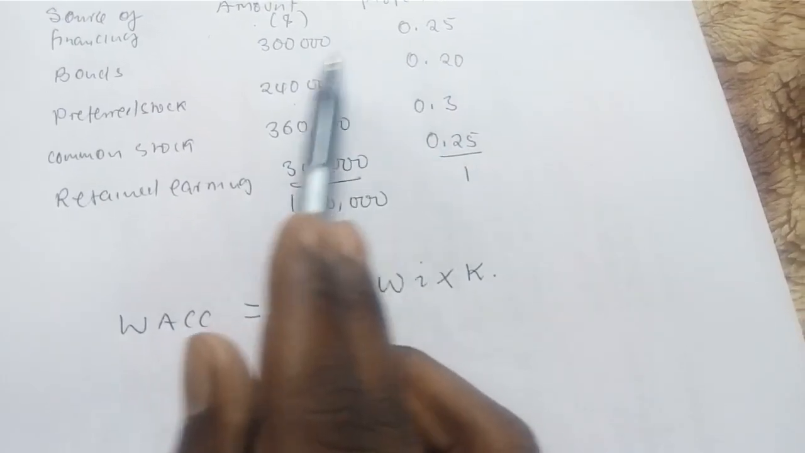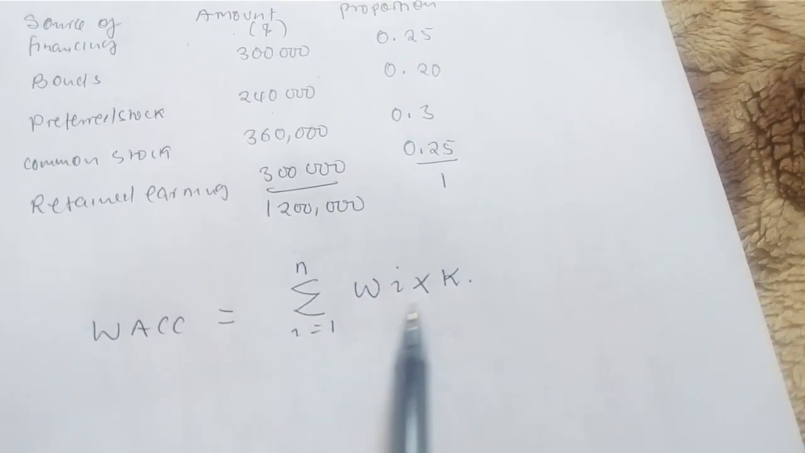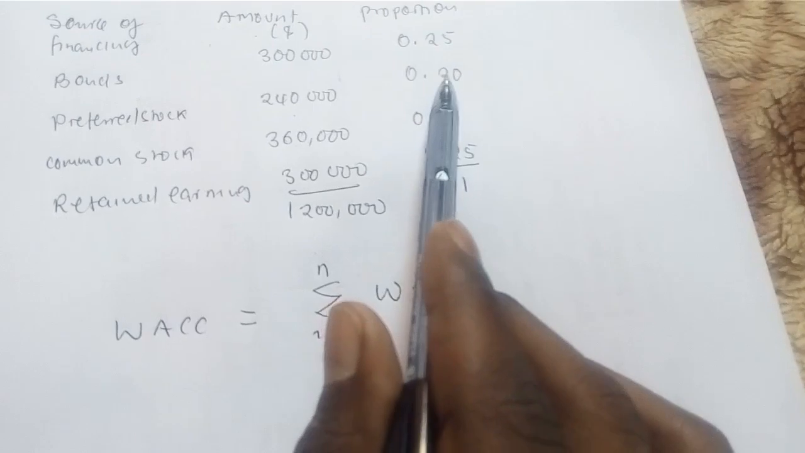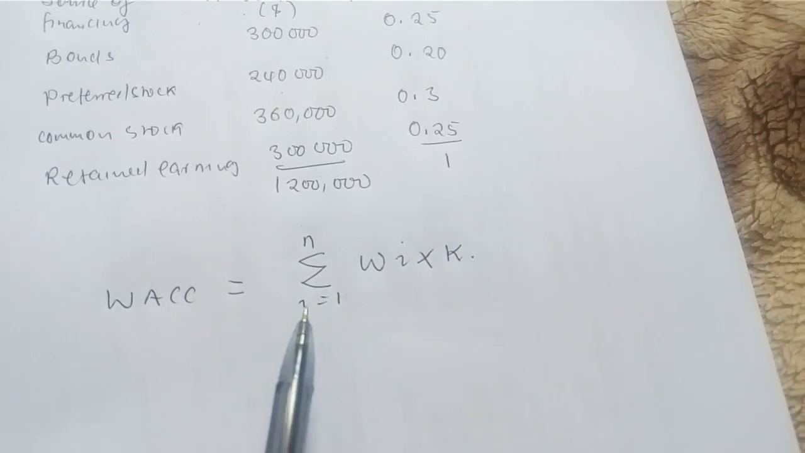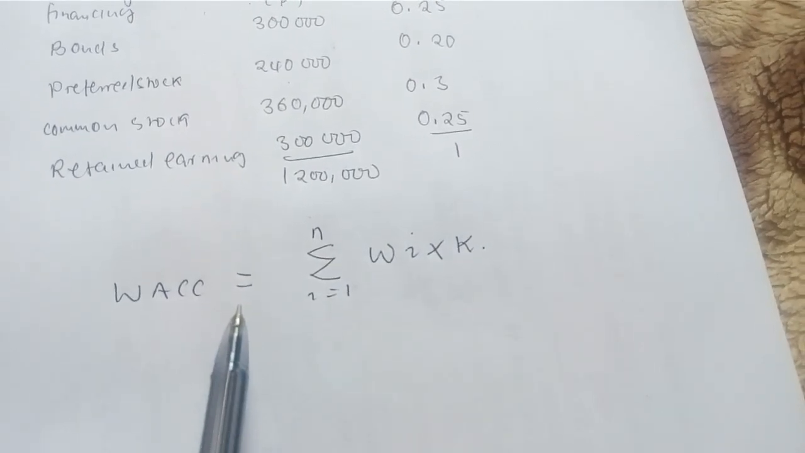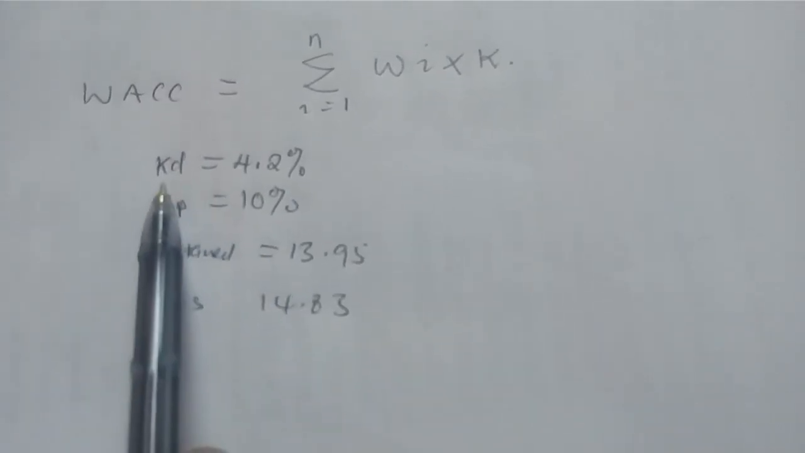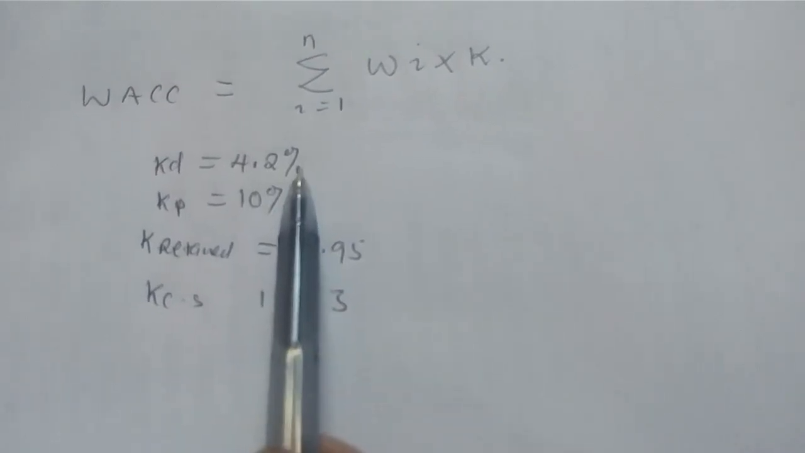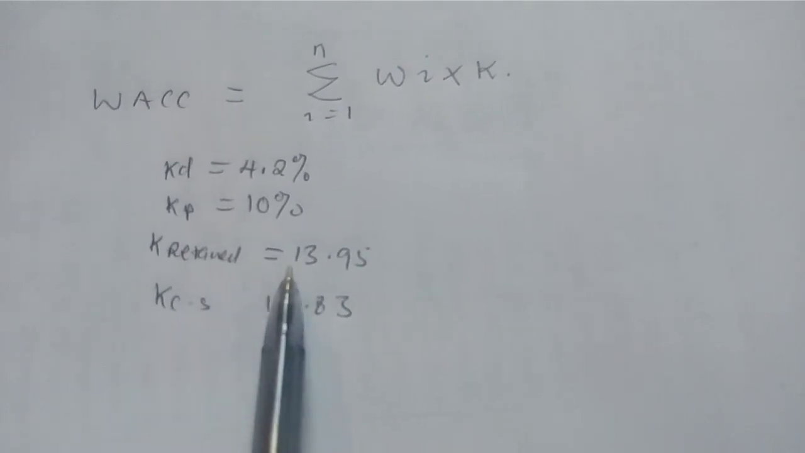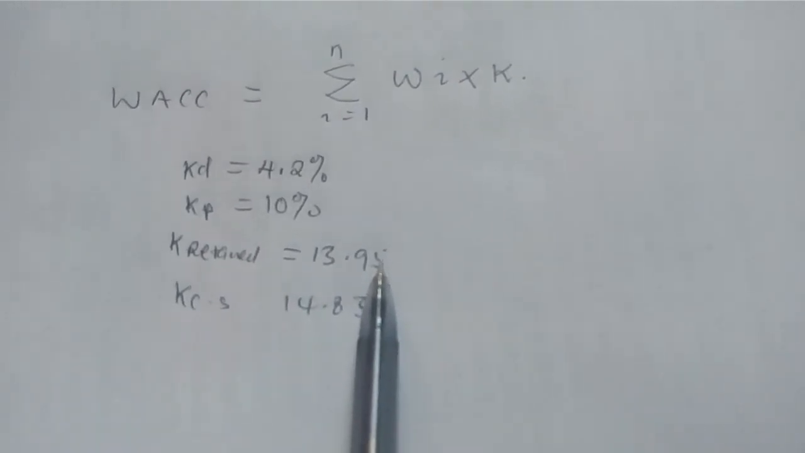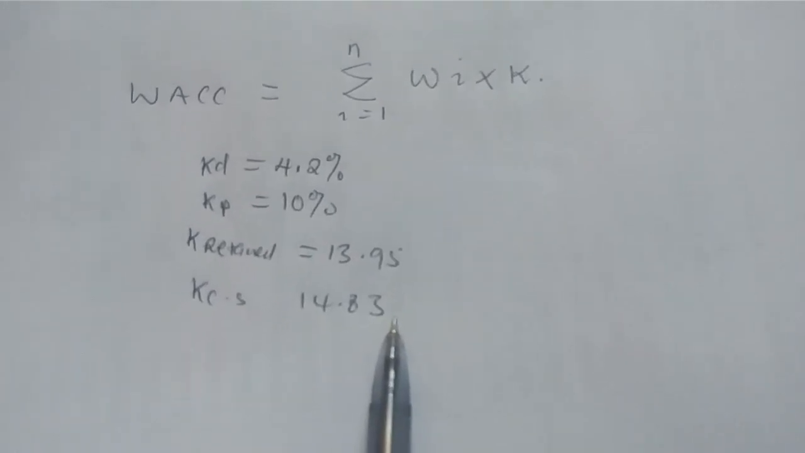So we go back to bonds. The weight of bond is 0.25. Then we multiply by the cost of bond, which was 4.2. Then we do the same. Then we sum everything. That will be the weighted average cost of capital. So let's just refer back to the individual costs. Let me just write them down. So what we had found earlier on was that the cost of debt after calculating, we had found 4.2%. Then the cost of preferred stock, we had found it to be 10%. Then the cost of retained earnings, we had found it to be 13.95%. Then cost of newly issued common shares was given to be 14.83 from our calculations.